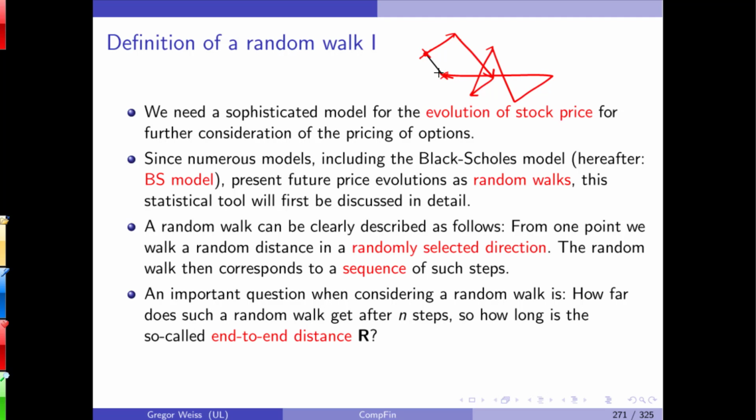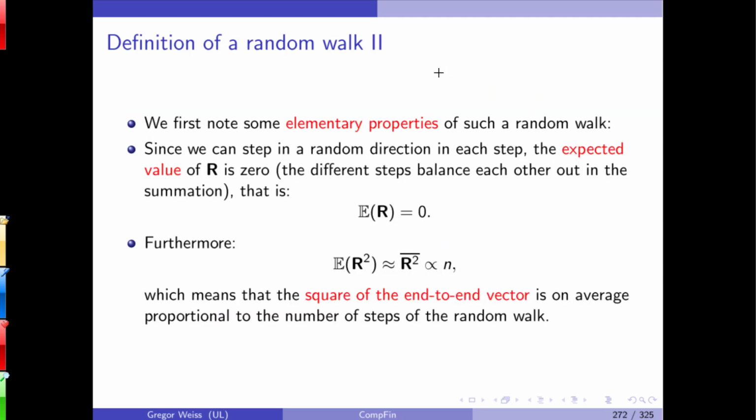Now, as you might imagine, if you always take a random direction and a random step length, the expectation of the end-to-end distance is 0. All these random walks will cancel each other out in the end because it's completely random.